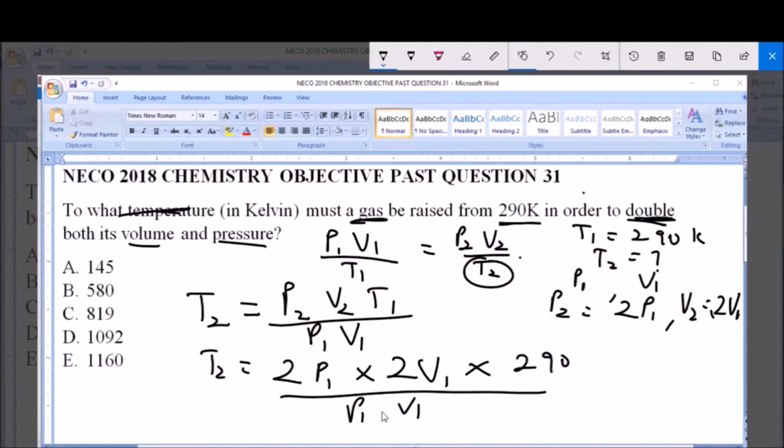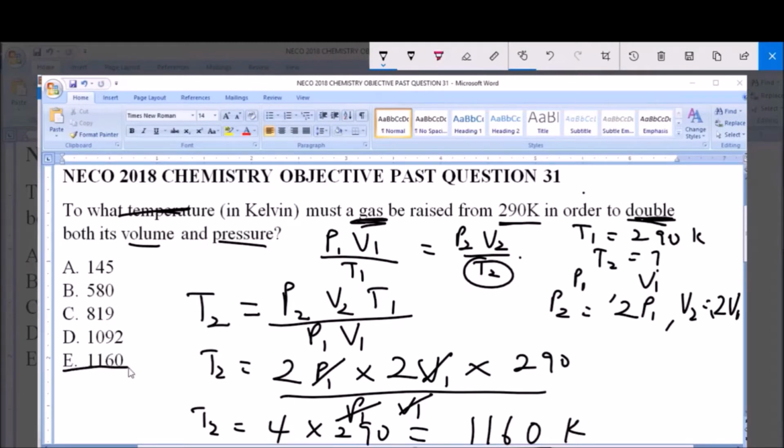So you have P1 here, so P1 cancels P1, V1 cancels V1. So T2 is equal to 2 times 2, which is 4, times 290. So T2 is equal to 4 times 290, which is equal to 1160 Kelvin. So this is the temperature to which you must raise this gas in order for its volume and pressure to be double. So 1160 Kelvin is option E, which is the correct answer to this question.